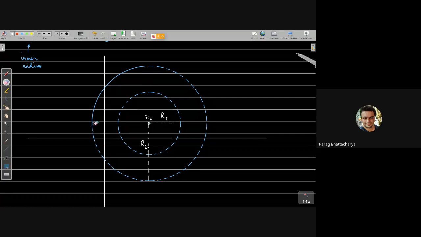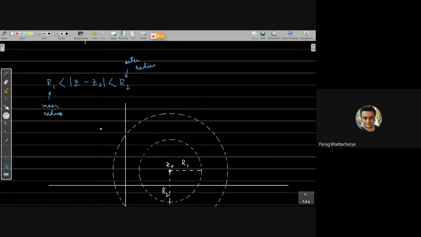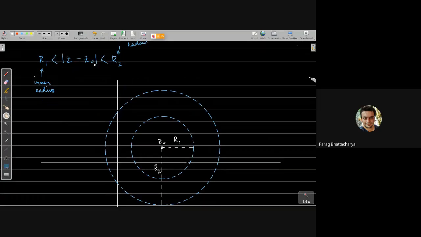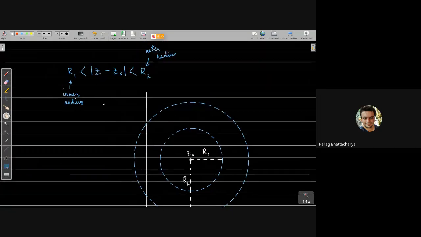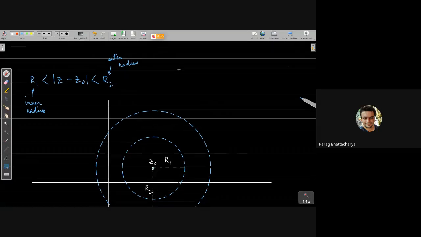Okay, but it says R1 less than |z minus z naught|. What is this? We could write it in this way: |z minus z naught| is greater than R1, and |z minus z naught| is less than R2, right? I could just split this up and write it like this.